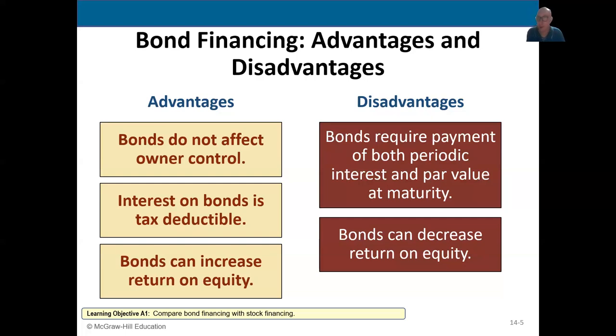Disadvantages. Bonds require periodic payments of interest. And at the maturity date, par value needs to be paid. And of course, bonds can decrease the return on owner's equity because the more bonds that the company issues, the higher the liability is, which of course decreases owner's equity.